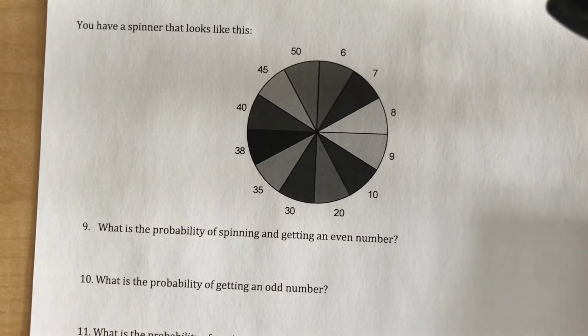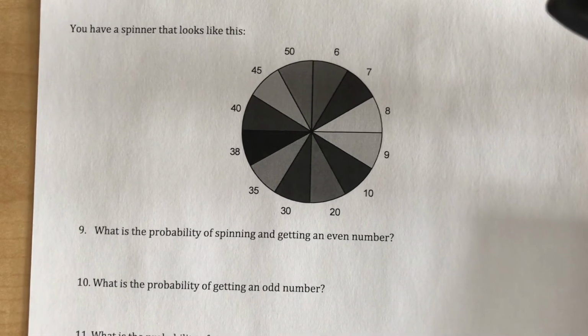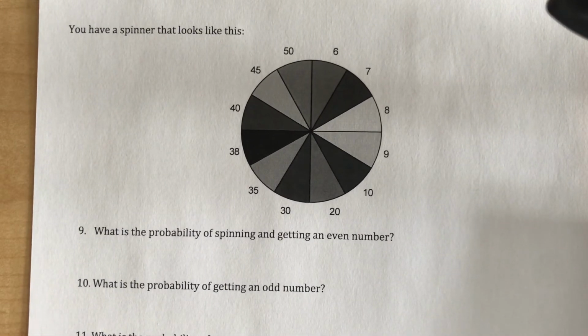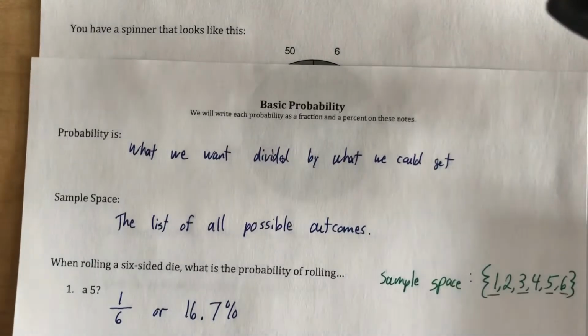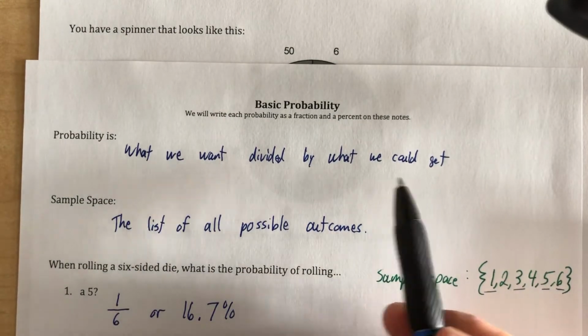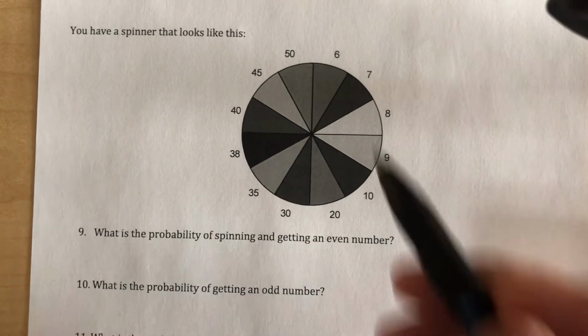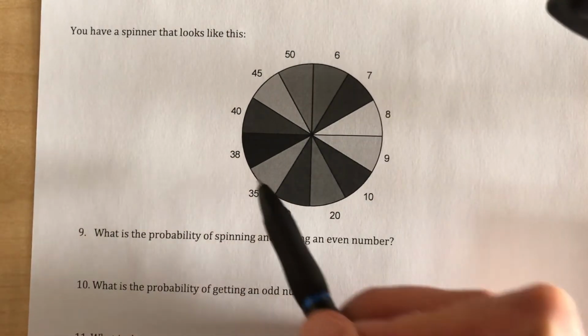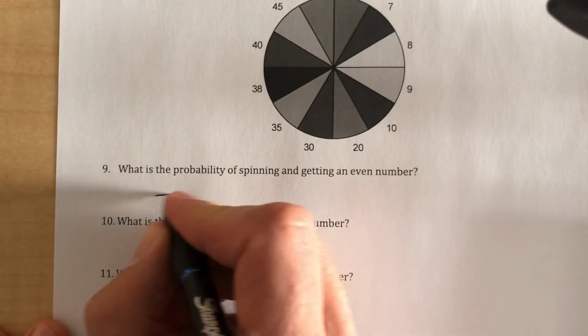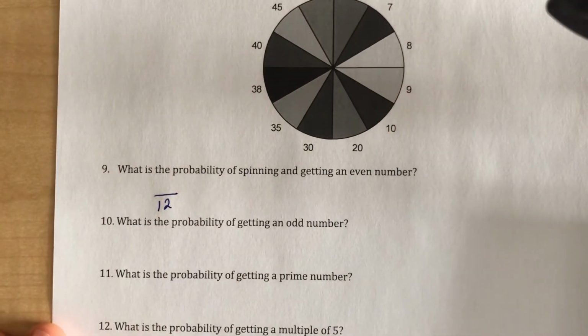So I'm just going to go through here and find my even numbers. Well, before I do, actually, let's go back to our not well-worded definition. It's what we want divided by what we could get. I want to know what I could get. Well, I could get any of these, but let's count what I could get. 1, 2, 3, 4, 5, 6, 7, 8, 9, 10, 11, 12. There are 12 possible outcomes.